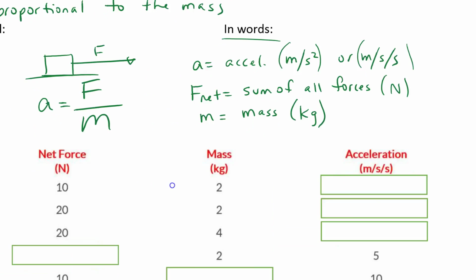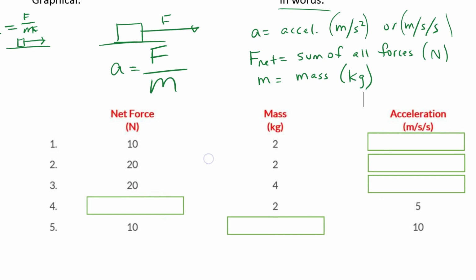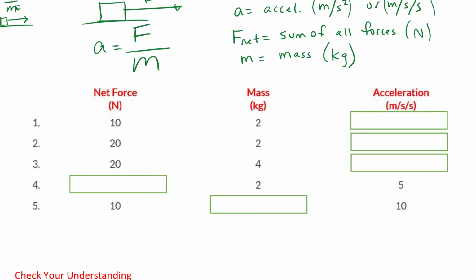Okay, so let's try this here. If we fill in this chart, we can think that Fnet is equal to the mass times the acceleration. So we kind of set up the chart in a friendly way. So you can say, well, if the net force is 10 and the mass is 2, then this would have to be 5.